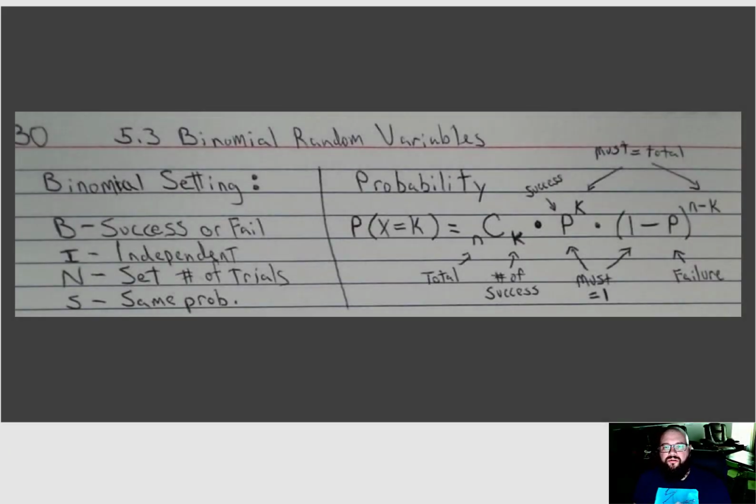Alright guys, so we're going to start out with 5.3 today, talking about binomial random variables. With this lesson, we're talking about the binomial setting overall. The acronym we use for that is BINS, B-I-N-S, BINS.